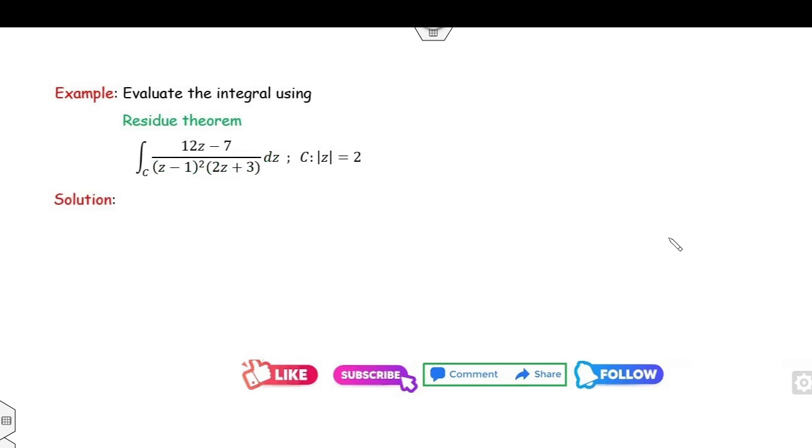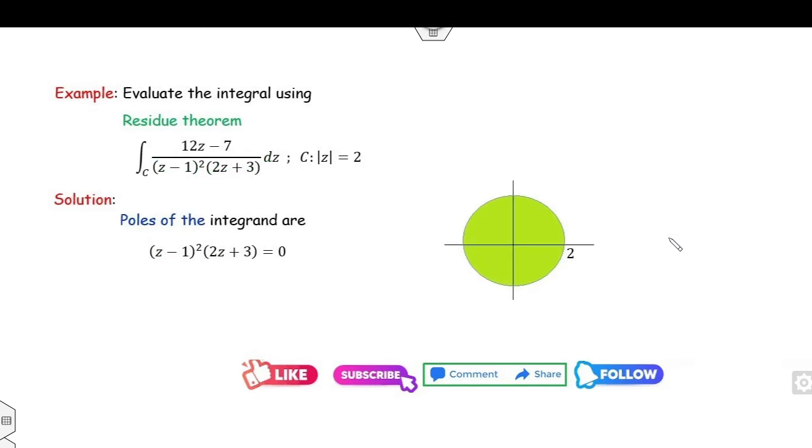Okay, evaluate the integral. Again, it's simple. We can start with f of z and find the poles. It's a square, so you have the poles z is equal to 1 and 1, and minus 3 over 2. Look at that, 1 lies inside. Minus 3 by 2, if you take the absolute value, is 1.5. 1.5 also lies inside the region. So all these poles lie inside the region.